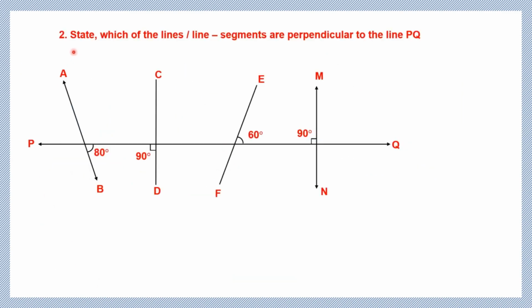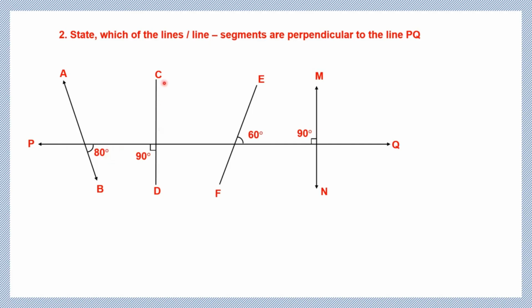Question 2. State which of the lines or line segments are perpendicular to the line PQ. So first of all, let's look at the line PQ. This is line PQ. This long one is line PQ. Let's look at the first line. This is a line AB and cutting this line at 80 degrees.